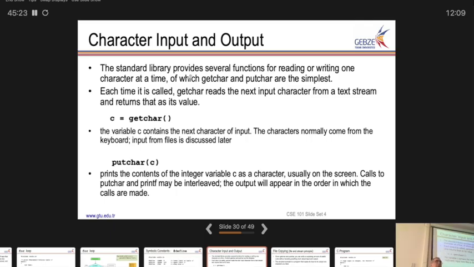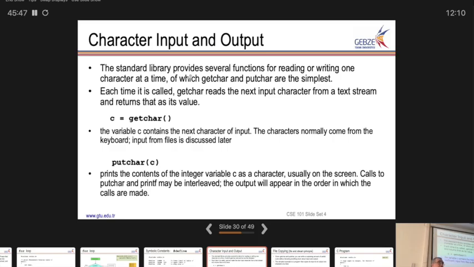In C, we don't have strings. We only have characters. An array of characters is considered a string. So the basic data type is character, which is a byte. We have functions for input and output. For input, we have getchar. For output, we have putchar.